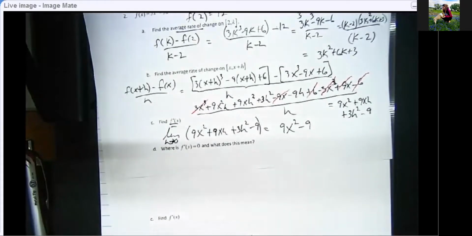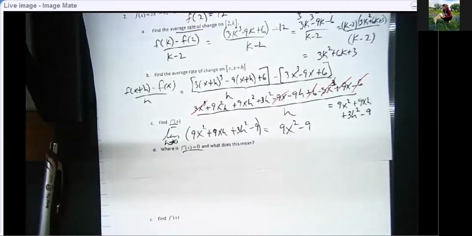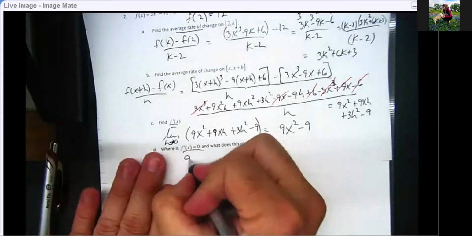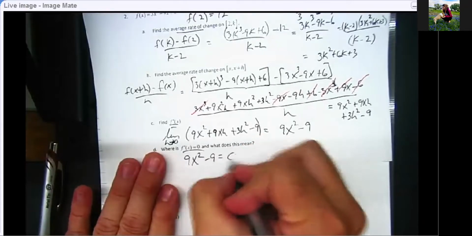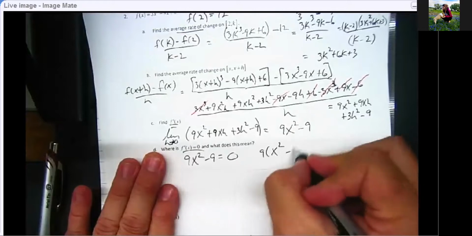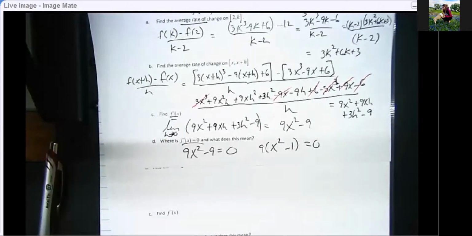Okay, here's the last little piece. When is it 0? So when would the slope be 0? So I want you to think about that. When would this be 0? Well, if I factored it, it would look like this. Can you guys see what values of x would make that thing go to 0? It would be 1 and -1.